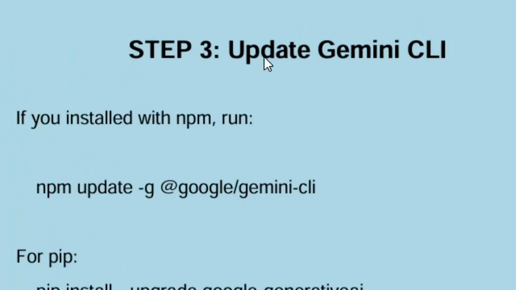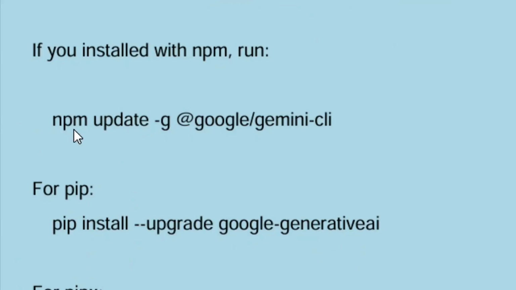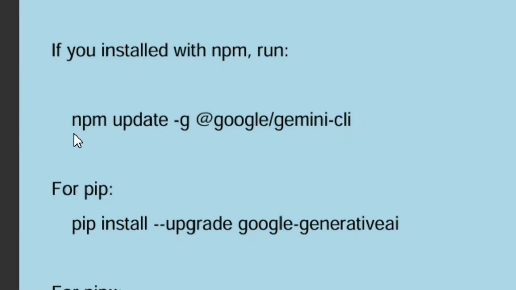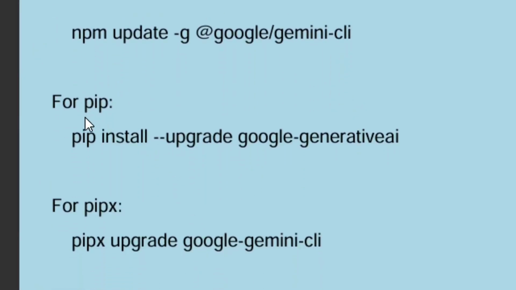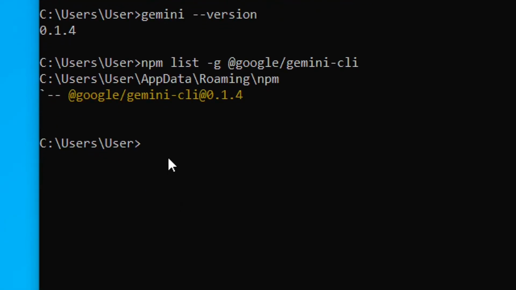The next step is to type in the exact prompt to update the Google Gemini CLI. Since I am using npm, this is exactly what I'm going to type. But for those who are using pip, this is what you are going to type. And for those who are not using npm or pip, but are using pipx, this is the exact prompt that you are going to run in order to update your Gemini CLI. So let's run mine, which is the npm. I put in this exact prompt and hit enter.